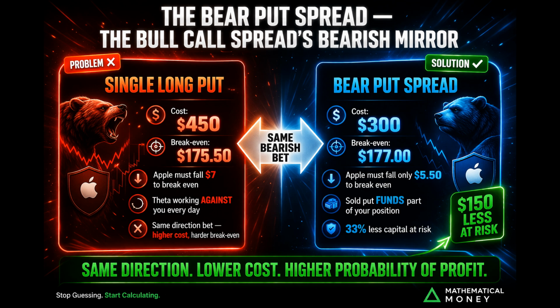The result is the same. You reduce your entry cost by selling one leg to partially fund the other. You lower your break-even compared to buying a single put outright, and your maximum loss is capped at the net debit you pay. In this video, I will show you how to build a bear put spread on Apple, walk through the exact numbers on the Tiger Brokers options chain, and cover the 3 scenarios that determine your outcome so you understand precisely what needs to happen for this trade to pay.